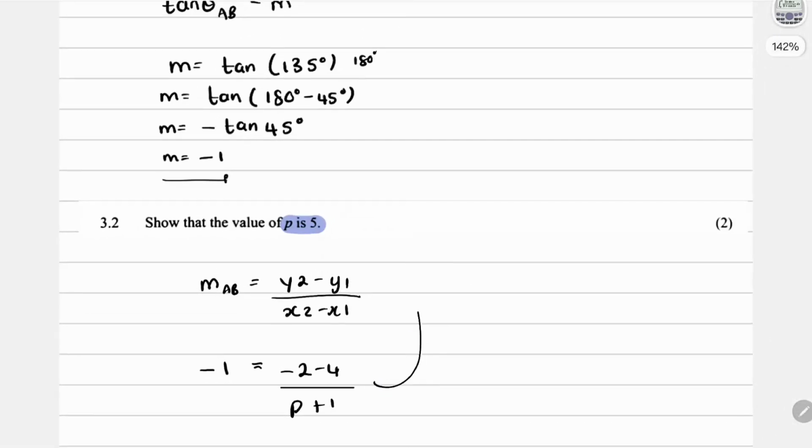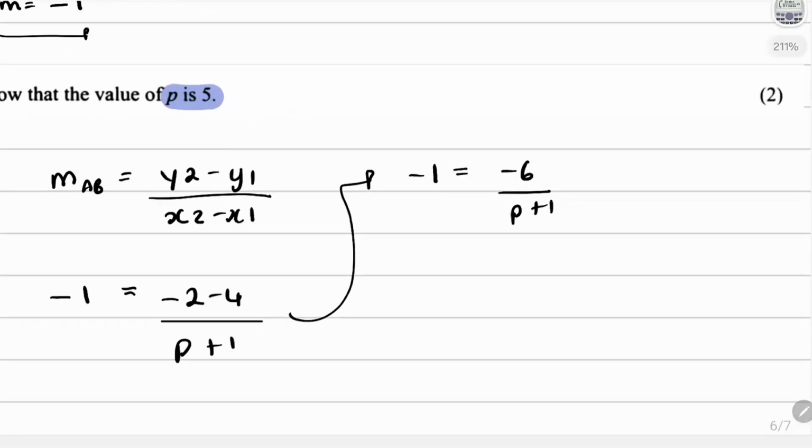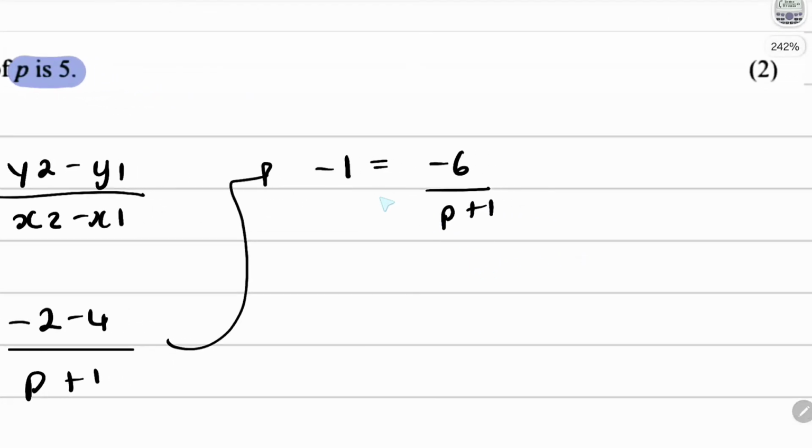I'll just continue writing here. There's no use going to another page. So -1 equals, and that subtract -2 minus 4 is -6. You have P plus 1. Let's just go ahead and cross multiply. It's just easier in this case. So -1 times the P plus 1.